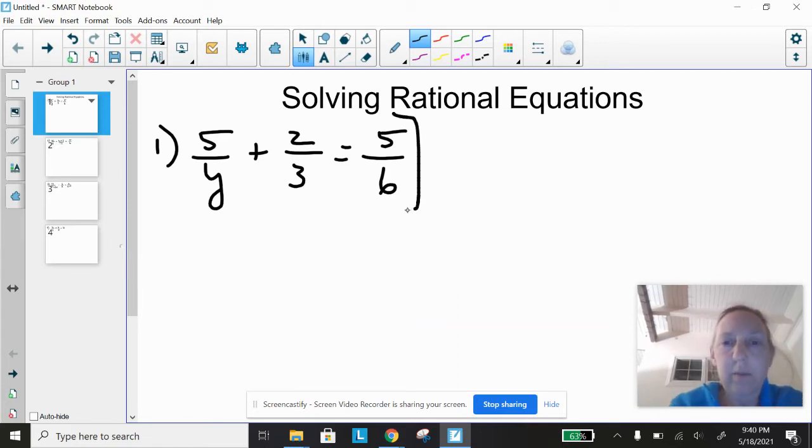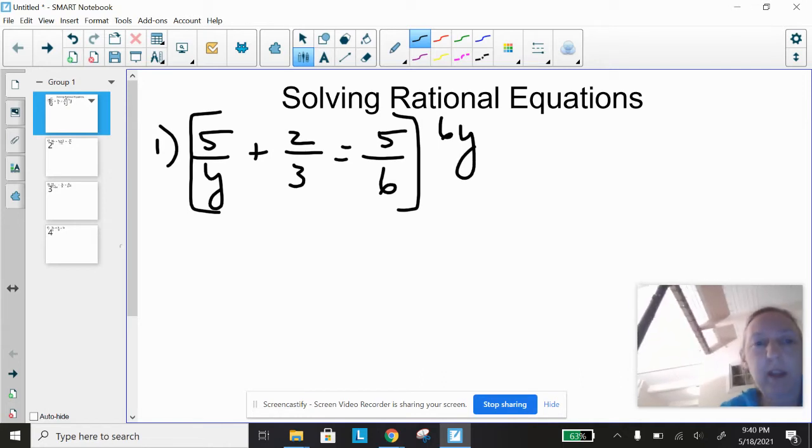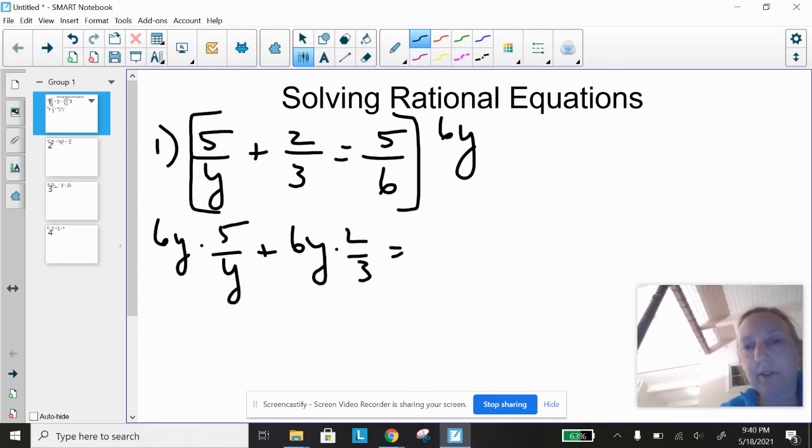So what's the common denominator? Well, the common denominator for 3 and 6 is 6. I don't know what y is. It could be 5, it could be 7, it could be 6. I don't know what it is, so I'm going to need to multiply by y. So 6y is going to be my common denominator. Now I'm going to write out that I'm going to multiply each term by 6y so that I don't forget to multiply every single term by 6y.